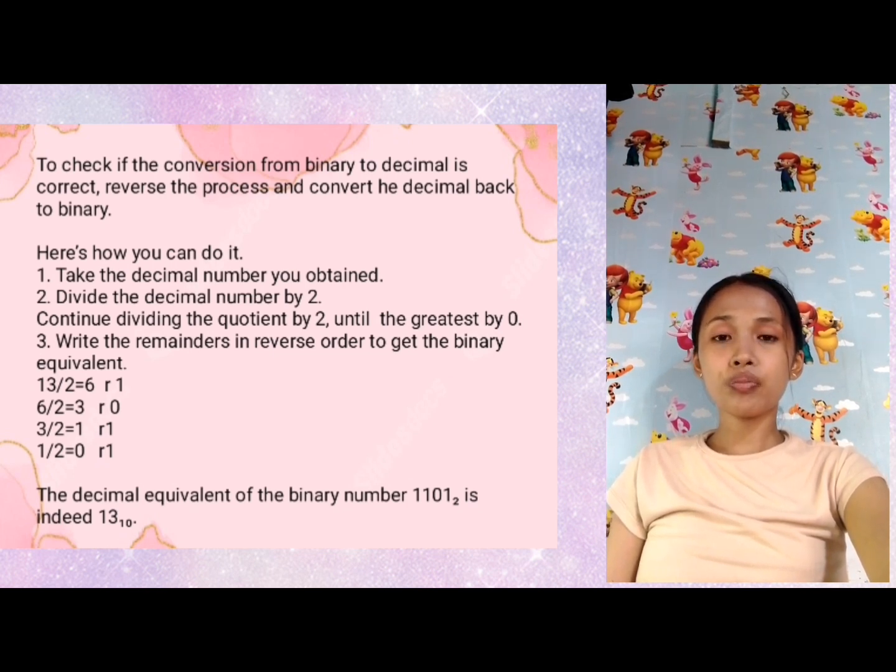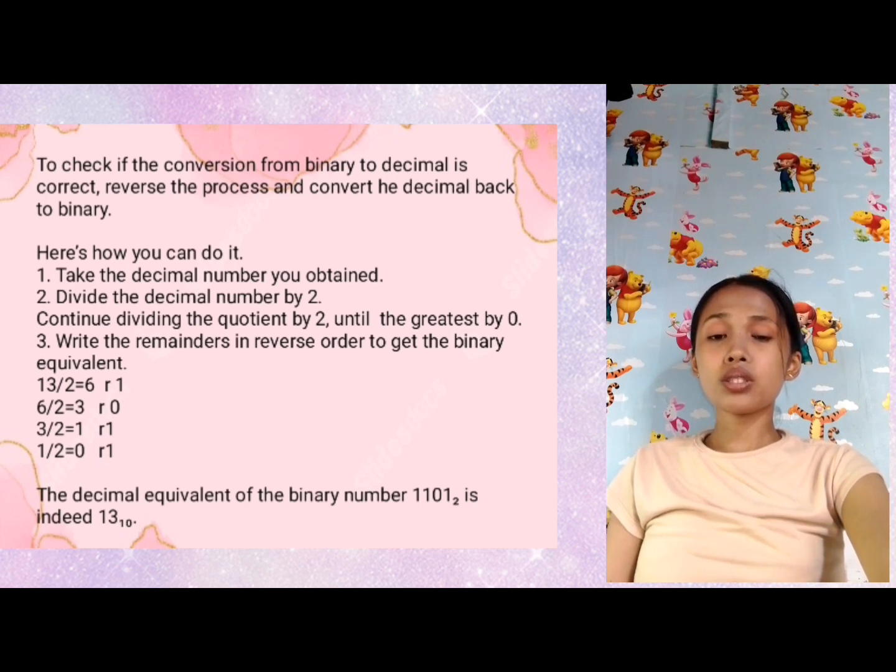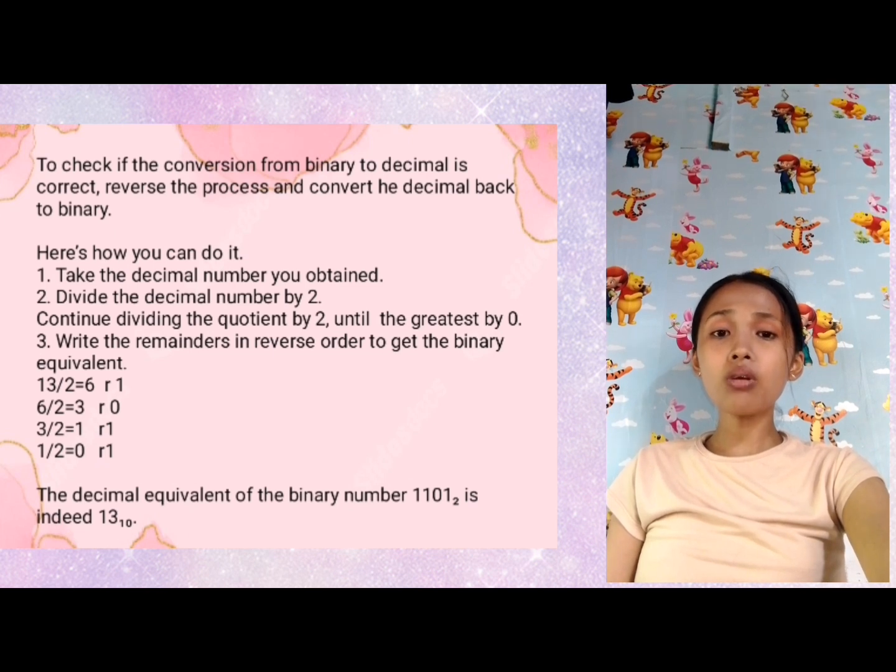Here's the solution. 13 divided by 2 equals 6 remainder 1. 6 divided by 2 equals 3 remainder 0. Then 3 divided by 2 equals 1 remainder 1, and 1 divided by 2 equals 0 remainder 1. Now, write the remainders from bottom to top. So that will be 1101. So the decimal equivalent of the binary number 1101 is indeed 13.